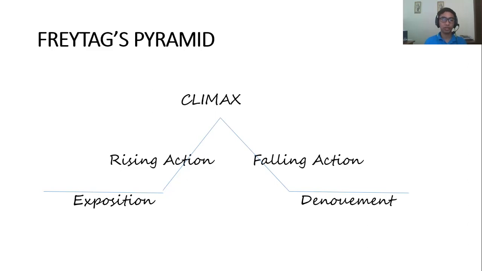What is the meaning of exposition? It is where the story begins. Exposition may be of the characters, of the setting, of the problem. So it exposes the characters specifically. And then we have the rising action. It is where the conflict is being honed or created. And the climax, it is the highest point.